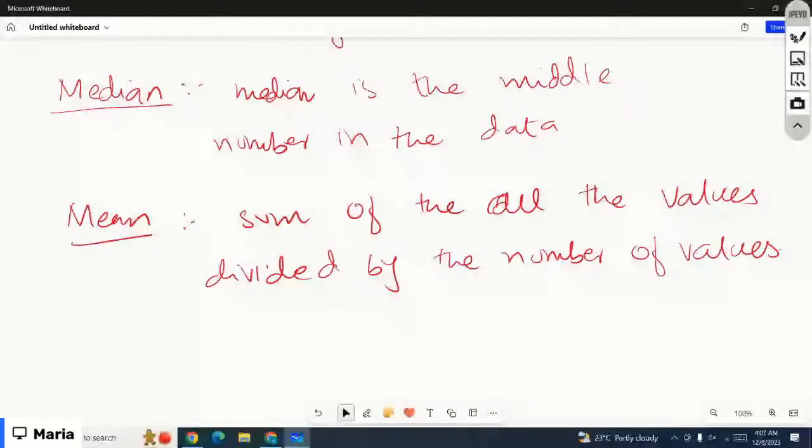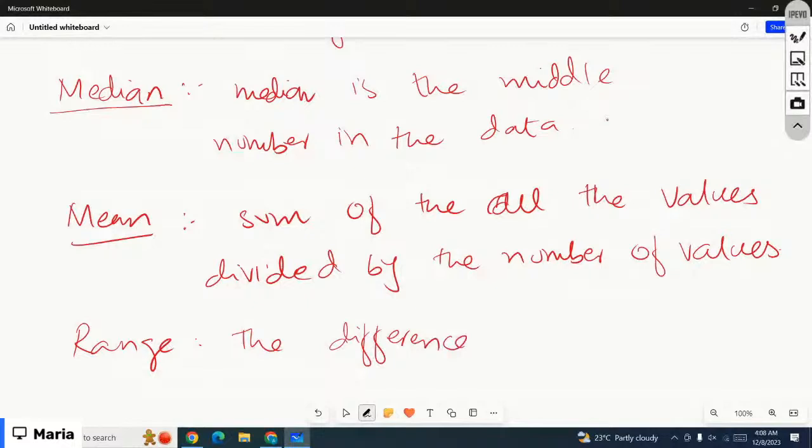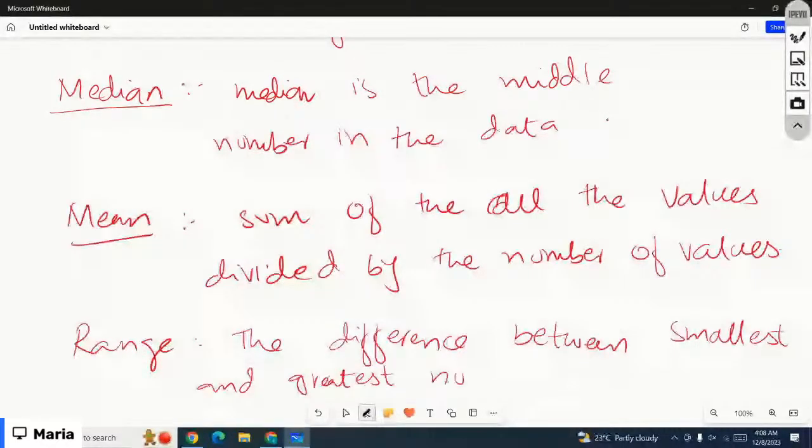The last one is range. We'll do the examples for the range. Range is the difference between the smallest and the greatest number in the given data. The difference between the smallest and greatest number in the given data.